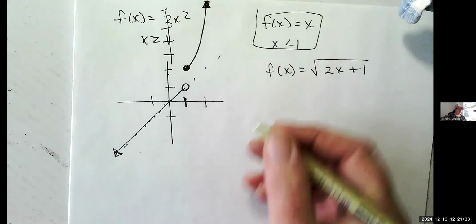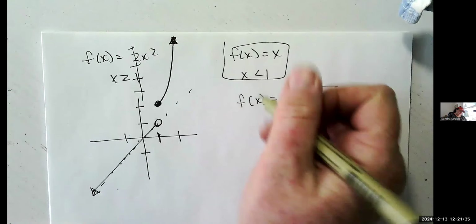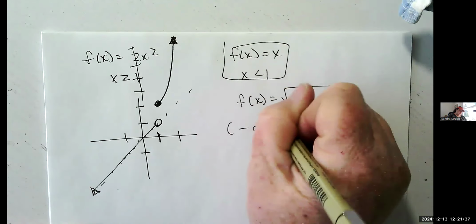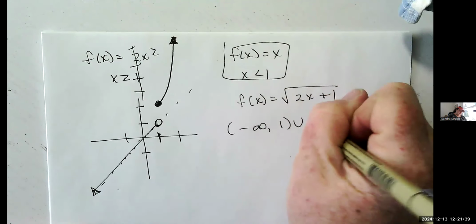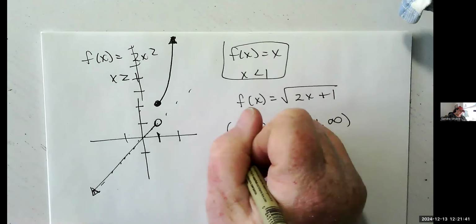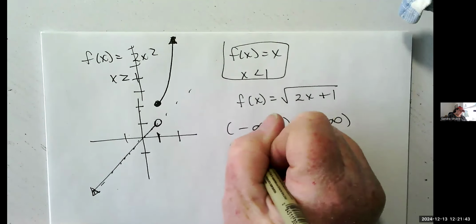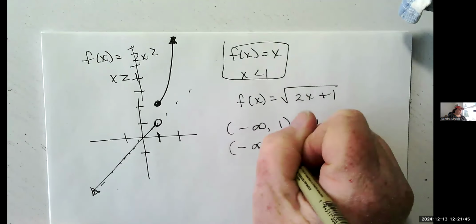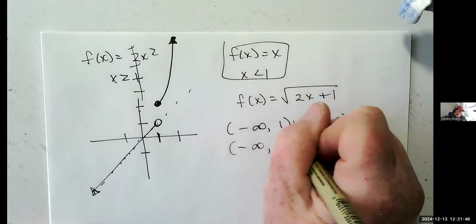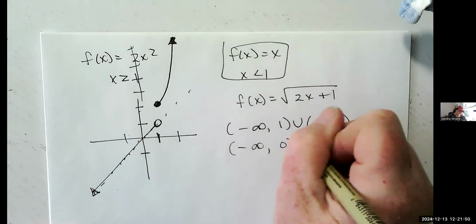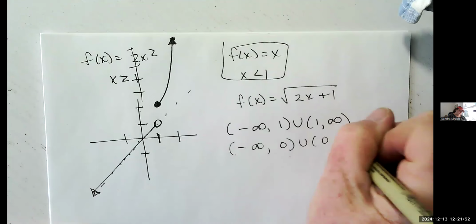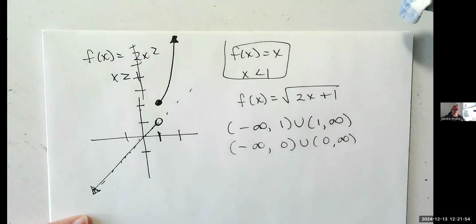So my paper, I've got for the domain for that would be from negative infinity to 1 and 1 to infinity. The range is going to be negative infinity to 0, non-inclusive, 0 to infinity. It will never touch 0 for the horizontal. This is domain and this is range.